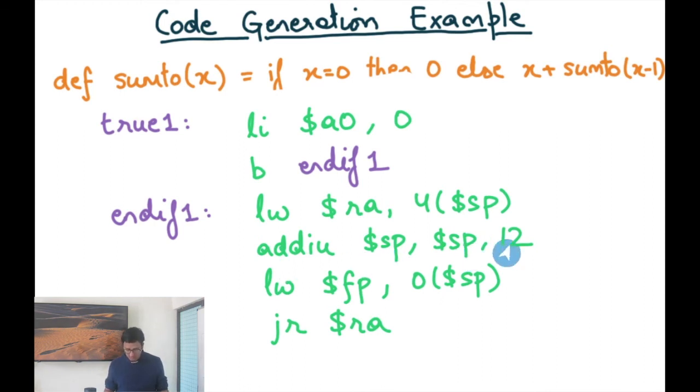Pop the stack by z amount, where z is equal to 4 times n plus 8. Recall that's just coming from our rule, and here n is just 1, the number of arguments is just 1. So 4 times 1 plus 8 is 12, so I add 12 to sp. I load the old frame pointer into $fp, once again coming from the declaration rule, and then I call jr $ra to return back to the caller. And that is indeed the full code or implementation of this function sum2.